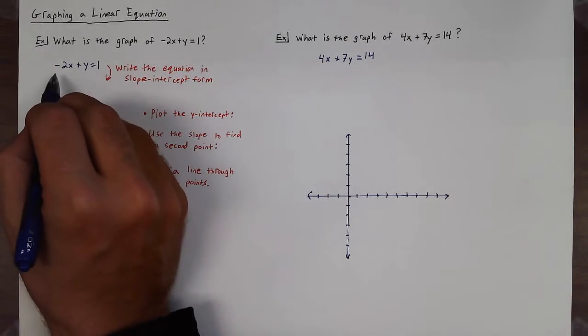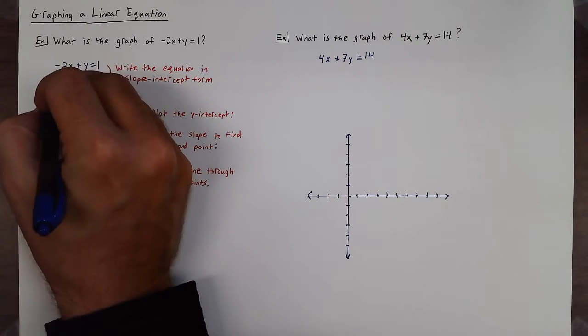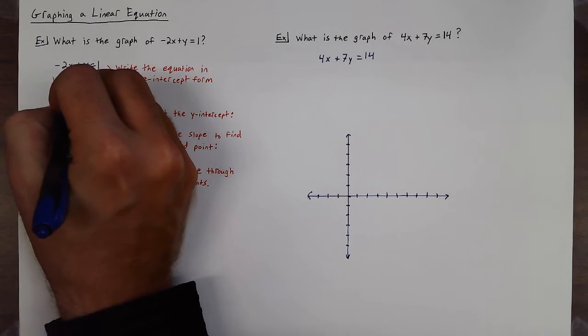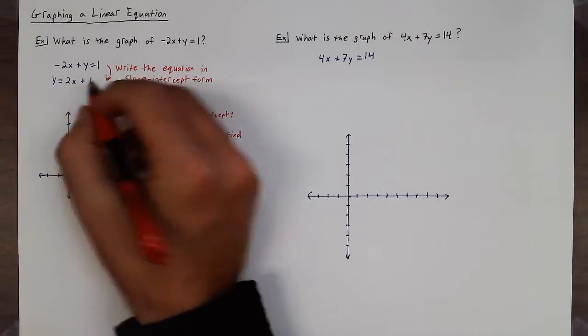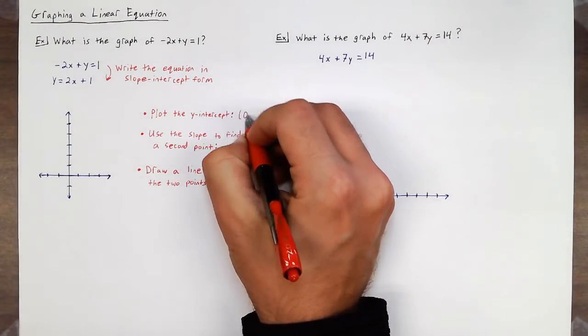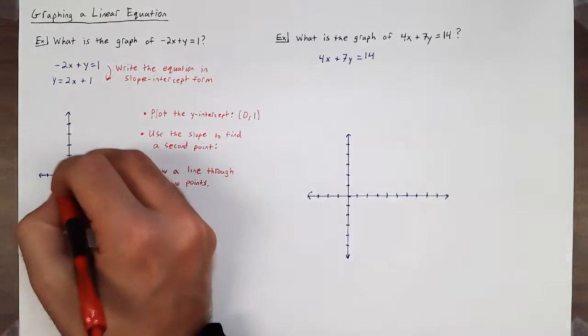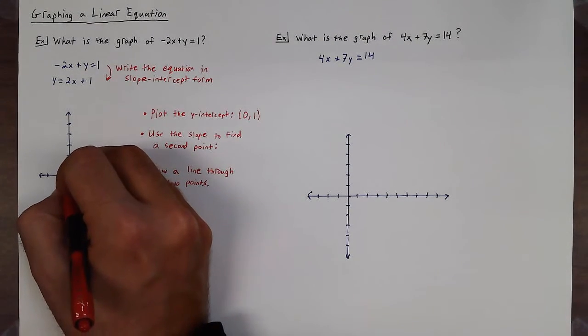So we'll add 2x to each side, giving us y is equal to positive 2x plus 1. Now that it's in slope-intercept form, we can easily identify a y-intercept, which would be 0, 1, which we can graph along the y-axis.